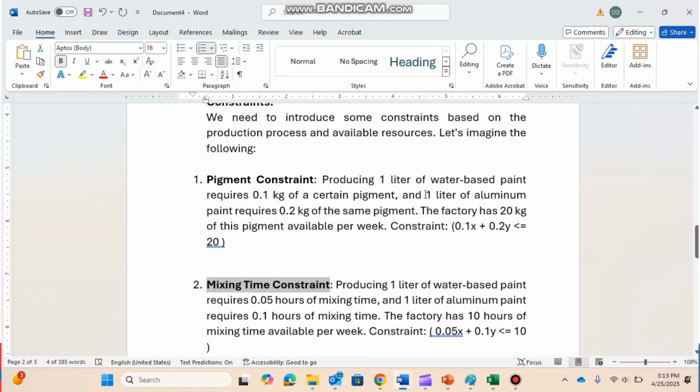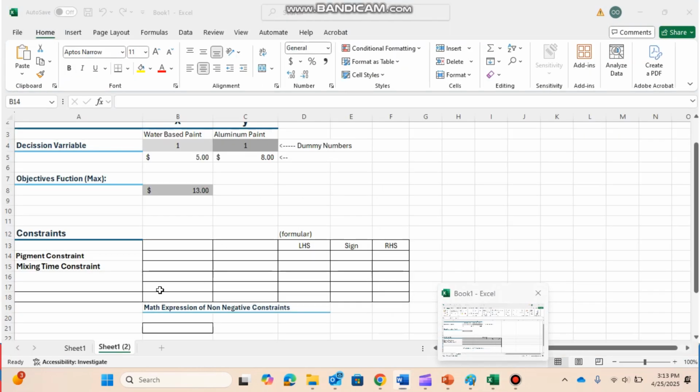So we have the pigment constraint. It says that producing 1 liter of water-based paint requires 0.1 kilogram of a certain pigment, and 1 liter of aluminum paint requires 0.2 kilogram of the same pigment. The factory has 20 kilograms. So we have 0.1x plus 0.2y is less than or equal to 20. Now we put this into our Excel sheet.